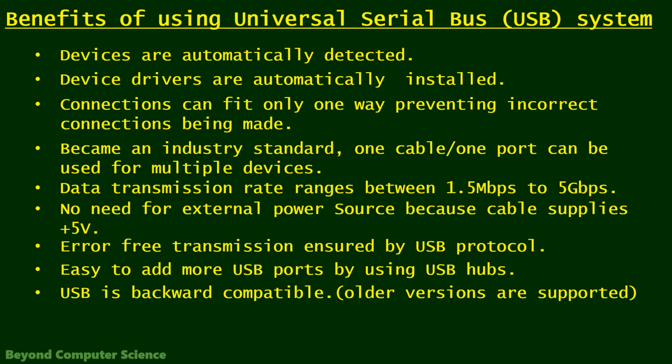USB is backward compatible. There are many versions of USB: USB 1.0, 2.0, 3.0, USB type A, type B, type C. So they are backward compatible. If you have a port which is USB 3.0, you can still connect a USB 2.0 cable with it. It is not necessary that you connect a USB 3.0 cable with the port. So this is a good feature of a USB cable.